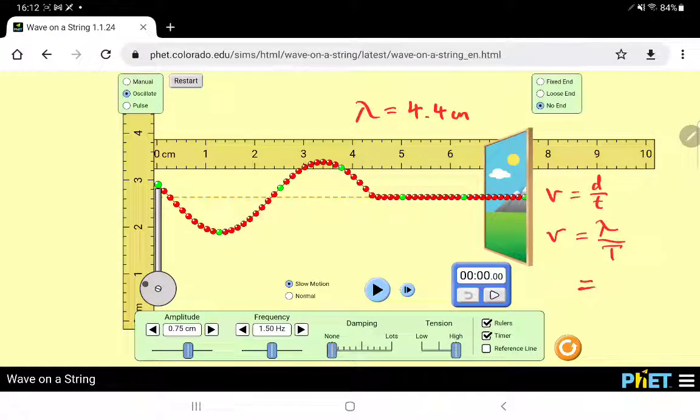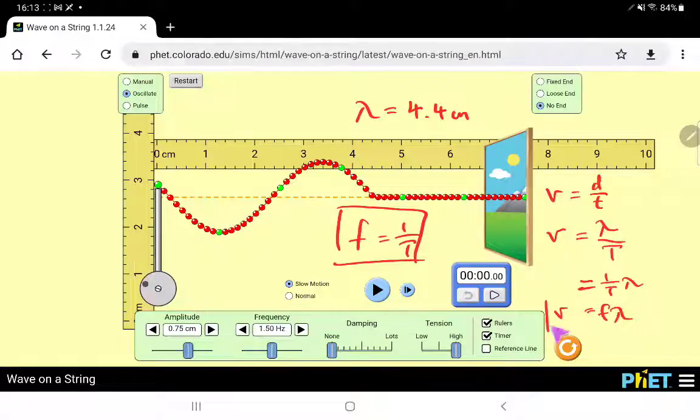I can also get another property involved. I know that f equals 1 over T. So can you see that this is basically 1 over T times lambda, right? I'm just separating it so that you can see. So v equals f lambda. And just like that, between these two equations, we have almost all of the properties that we've learned so far, right? And these are the two really important equations that you need to have in your arsenal.